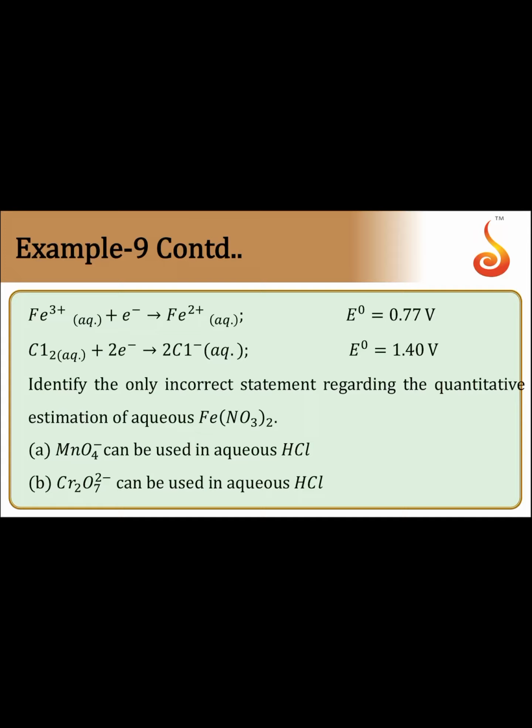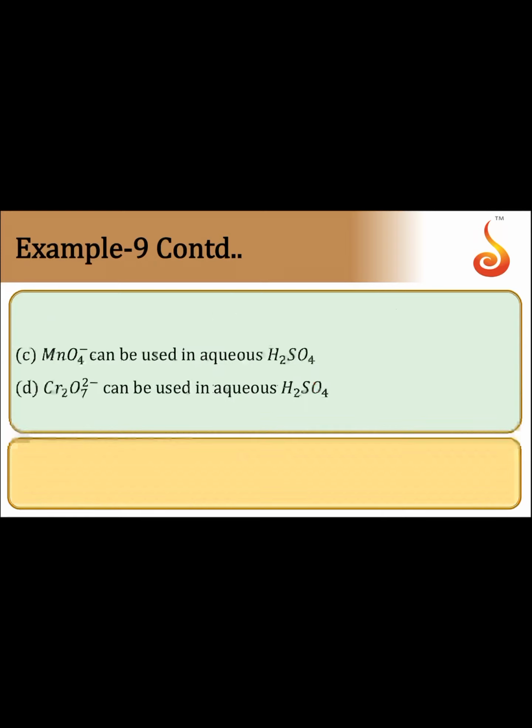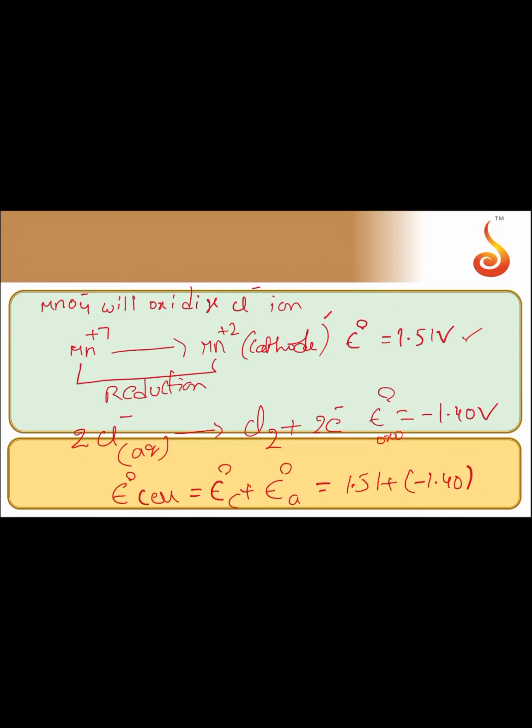In Fe(NO3)2, the Fe oxidation state is +2. Option A is MnO4- can be used in aqueous HCl. Whether this statement is right or wrong, we can identify by calculating the E0 cell value. So first of all, will MnO4- oxidize Cl- ion or not?